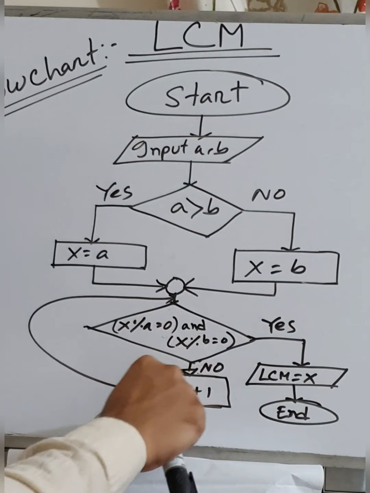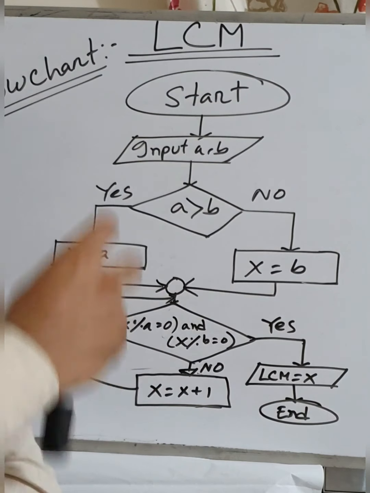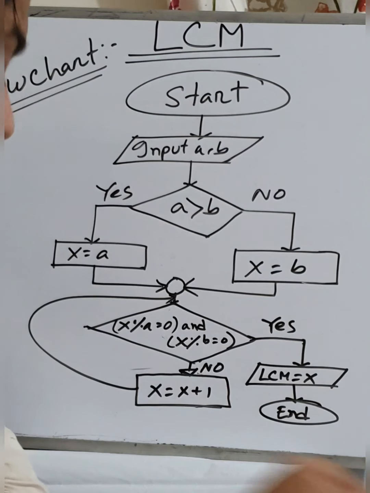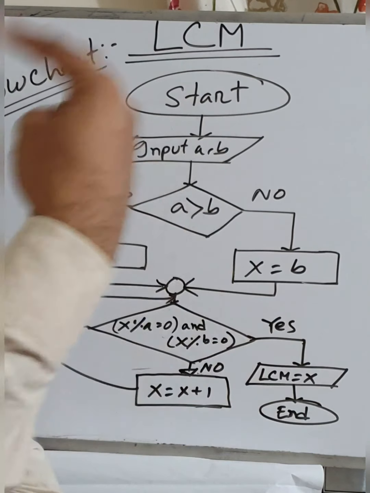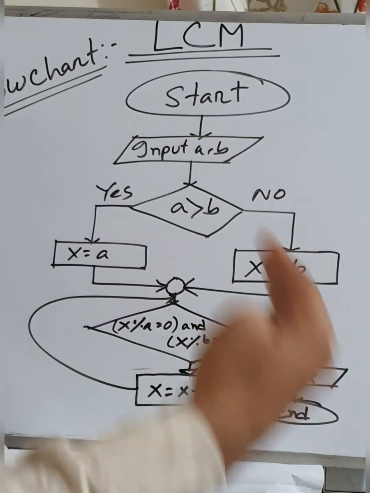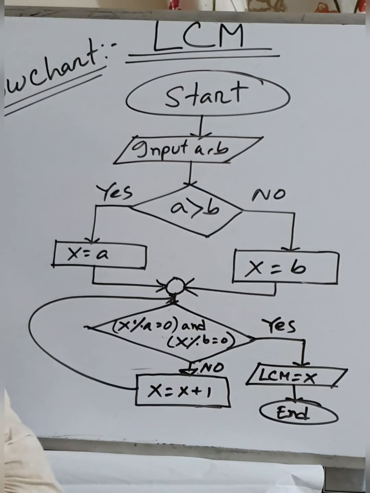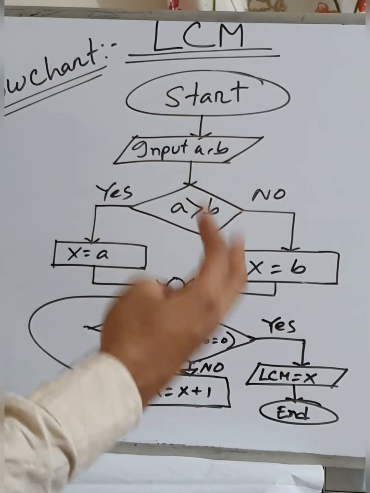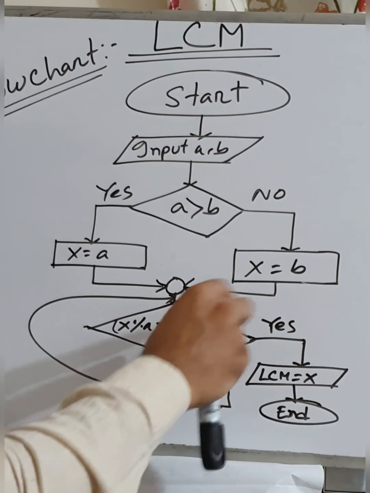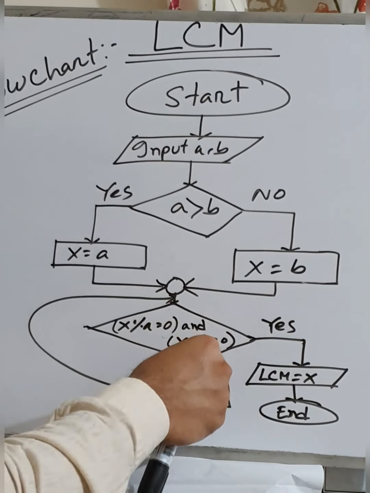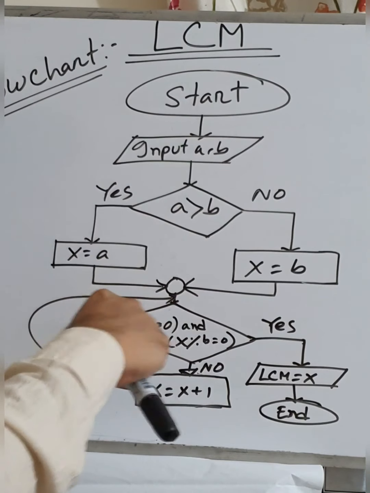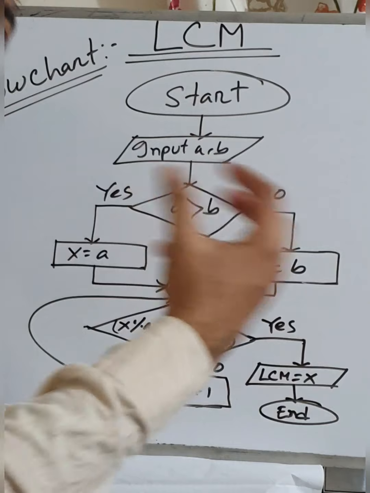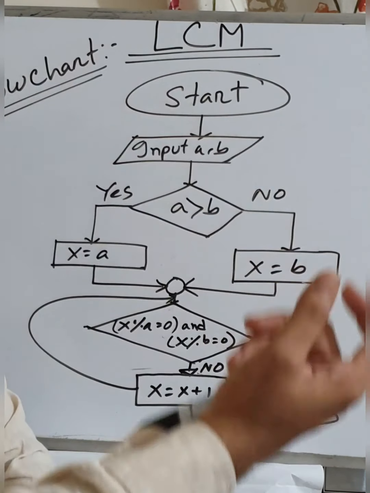Otherwise, if it's no, then X will go one step above. Then X equals X plus 1. I have to move on to the next value of X. Then this process will keep going. If the condition is not yes, then it is no, and the process keeps moving. When we find the value of X, then we will find the LCM.